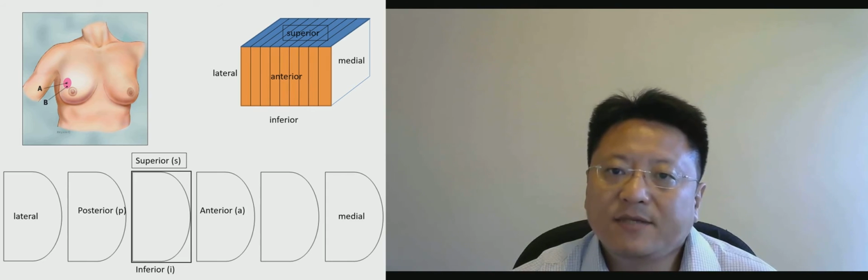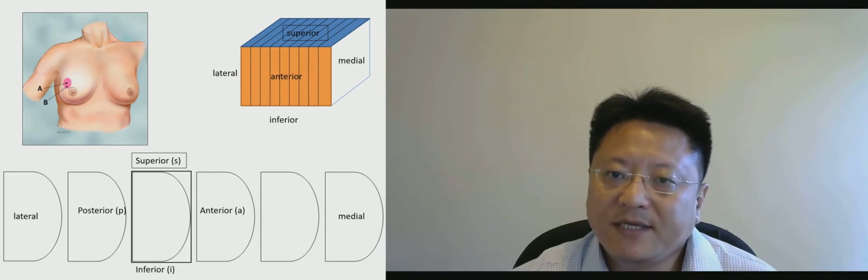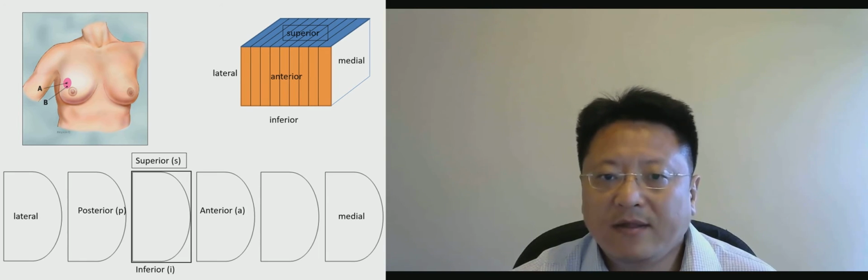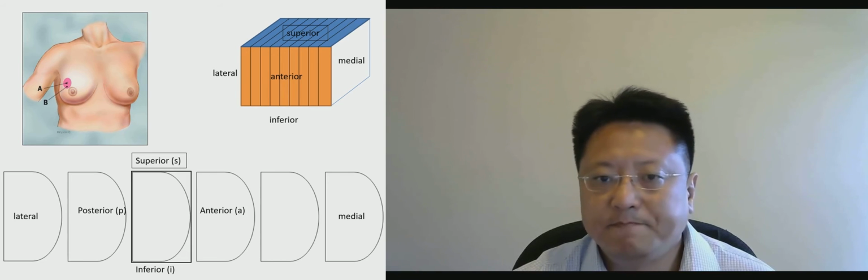We slice the specimen in really thin slices so that we don't miss any lesion, and we lay the slices down on the grossing table to thoroughly examine the specimen.